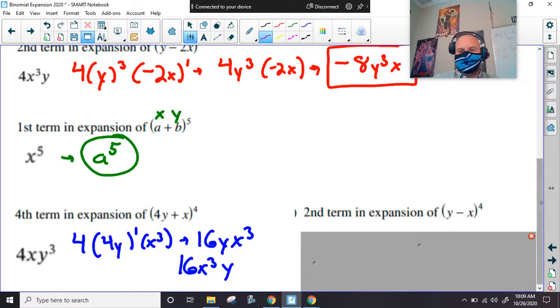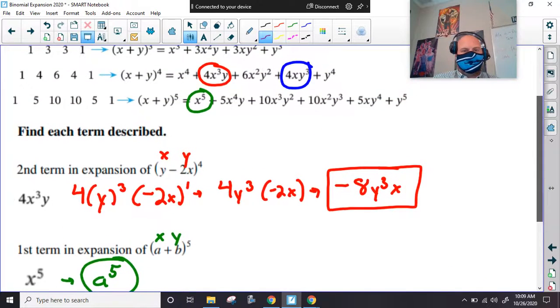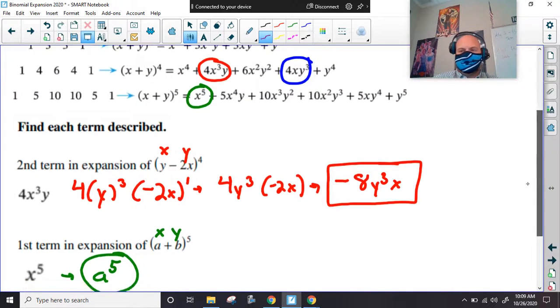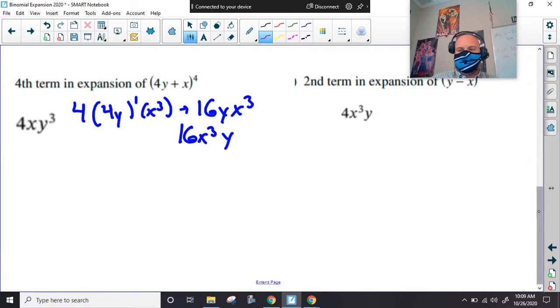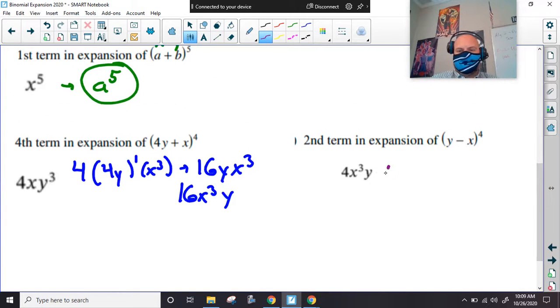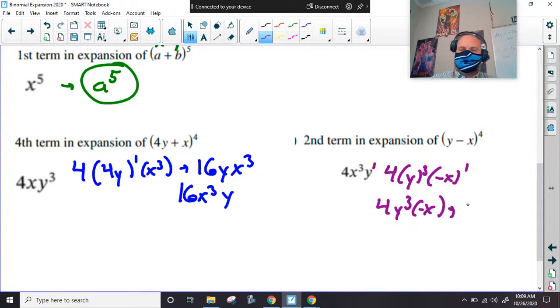This one, this is the second term in this, so we've already used that once. So this is going to be 4 times y to the third, negative x to the first. 4y to the third times negative x, which makes all this negative.